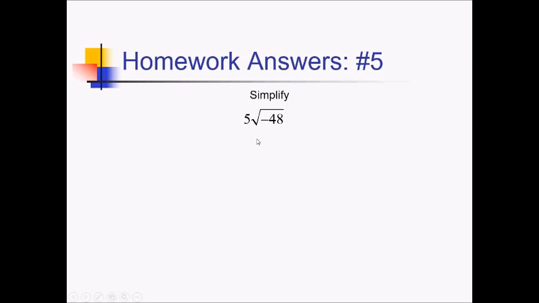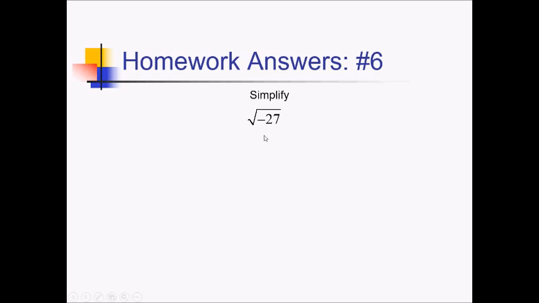First step on this simplifying problem is to take out that negative as an i. So this is really 5i radical positive 48. And then 48, we can split that up into 16 times 3. Square root of 16 is 4. 4 times 5i is 20i, so this is 20i radical 3.